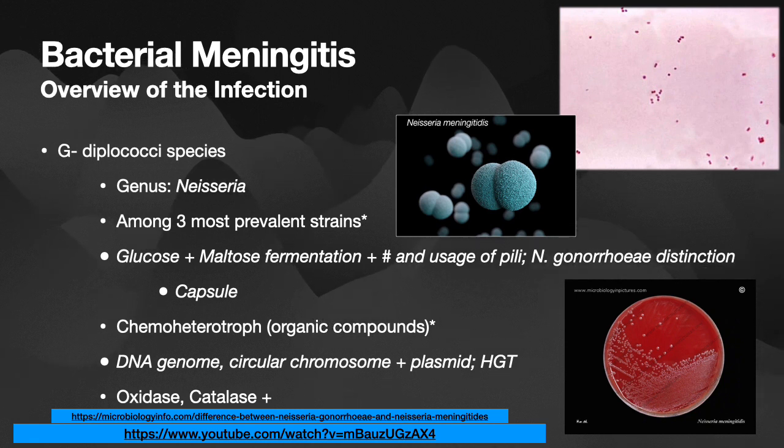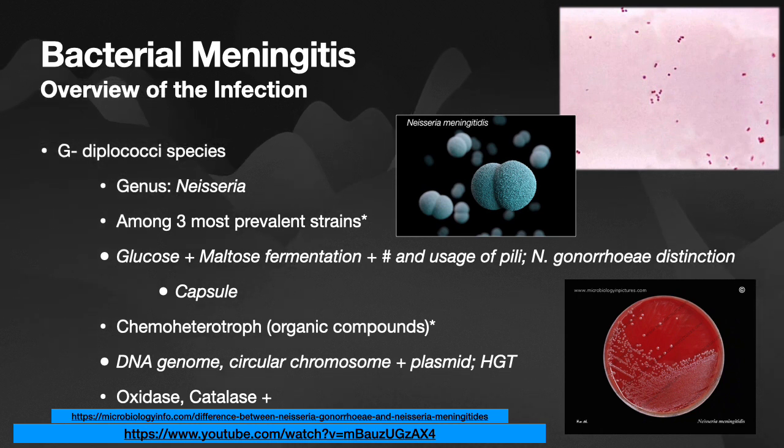They are both gram-negative diplococcus. They are both catalase and oxidase positive. They're also aerobic anaerobes. They're both chemoheterotrophs, they have no flagella, and they share 90% of their genome with each other. So how do we tell the difference?